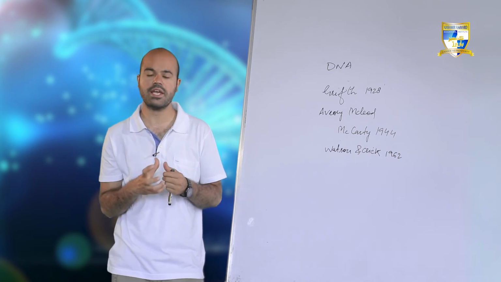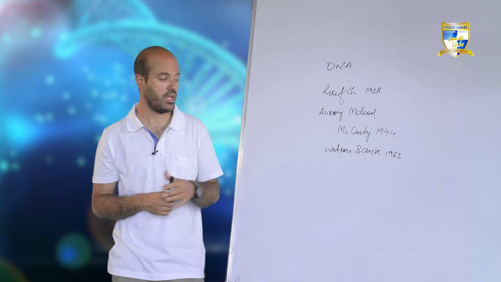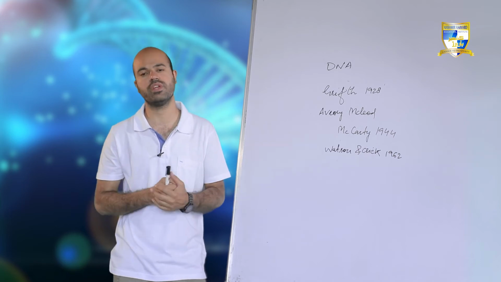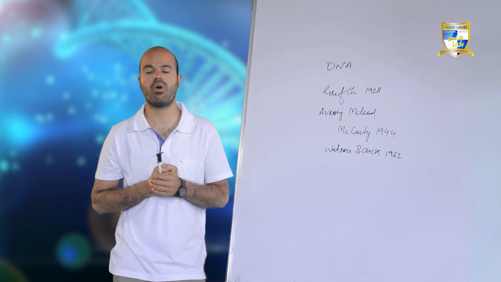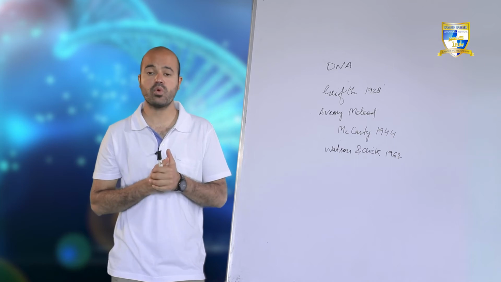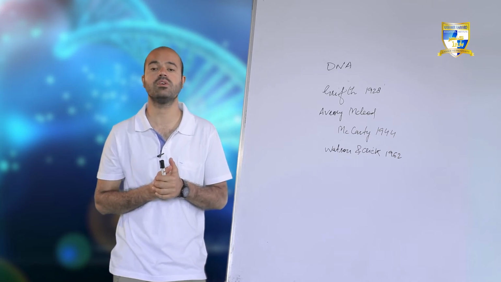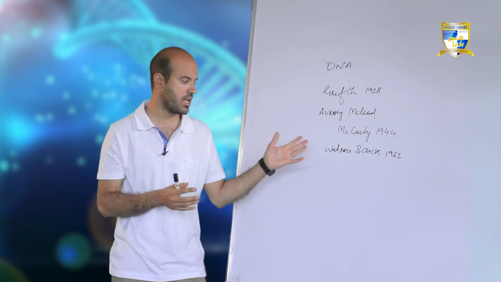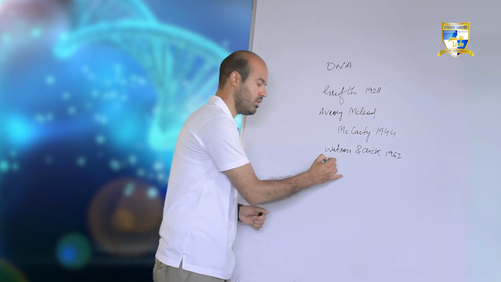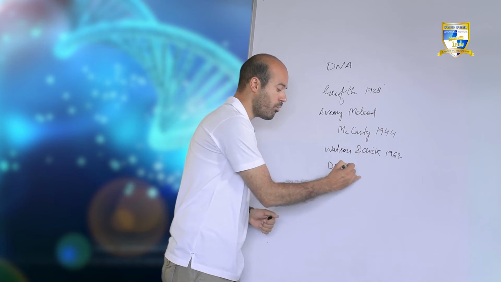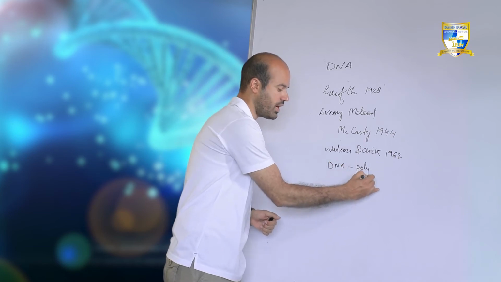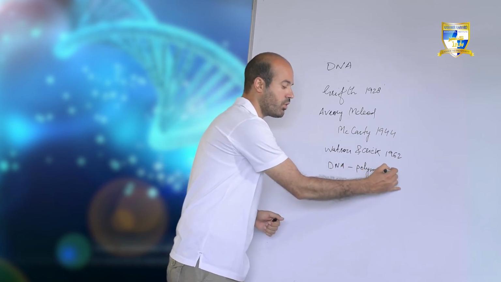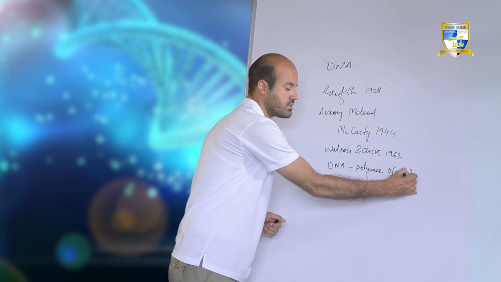Now you will see DNA is a polymer. According to the Watson and Crick model, DNA is a polymer, like protein is a polymer of amino acids. In the same way, DNA is a polymer of nucleotides.